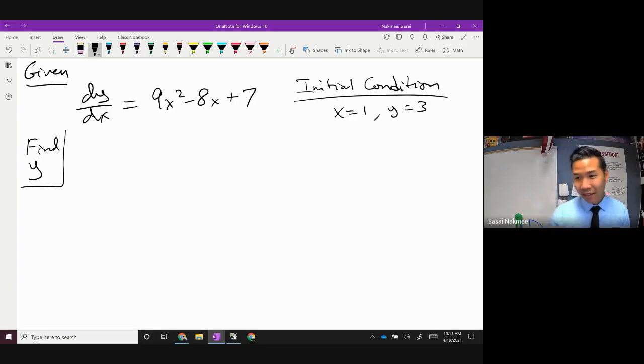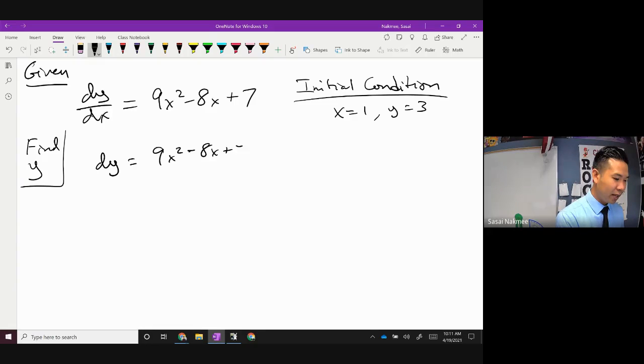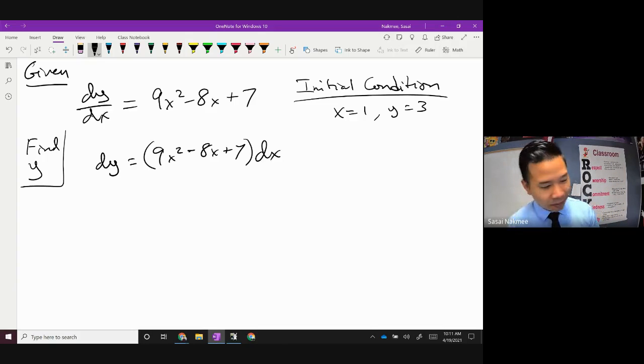So to do this, this differential equation, if I'm looking for y, all I have to do is move the dx over. So if you were able to do this, dy is equal to 9x squared minus 8x plus 7 times dx. If you're able to write this down, you would have earned a point on a free response question on the AP exam. That's all it's asking you to do when you're solving differential equations. And this is a differential equation.